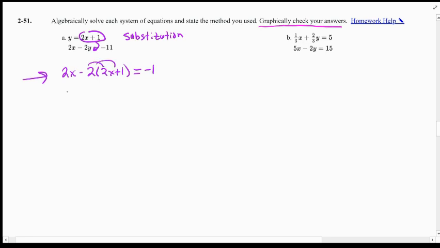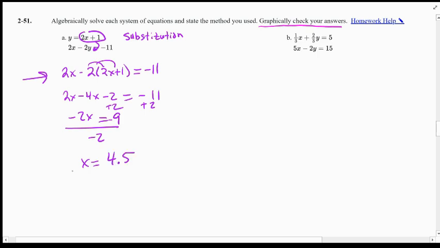So to solve that, I'm going to go ahead and distribute, which becomes 2x minus 4x minus 2 equals negative 11. And then I'm going to combine like terms to get negative 2x. I'm going to add 2 to both sides to get negative 9. Divide both sides by negative 2, which gives me 4.5. I'm just going to leave this as a decimal.